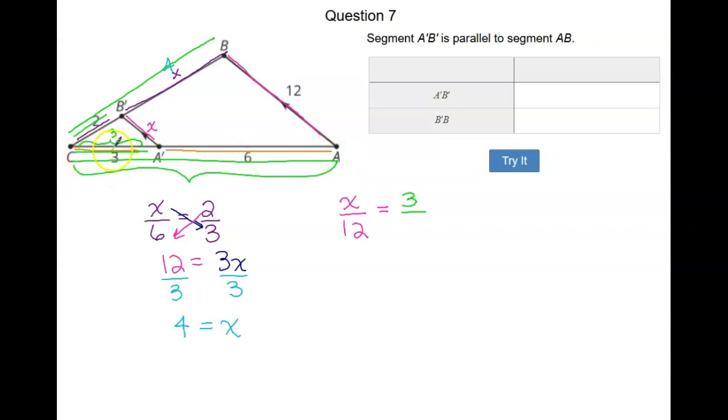And so I have 3 from here to here and 6 from here to here, which means that all together we have 9. So we are going to do X times 9, which is 9X, and 3 times 12, which is 36, and then divide both sides by 9 to get X is equal to 4. So funny enough, both of these end up being X is equal to 4.